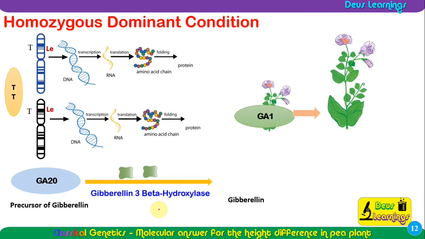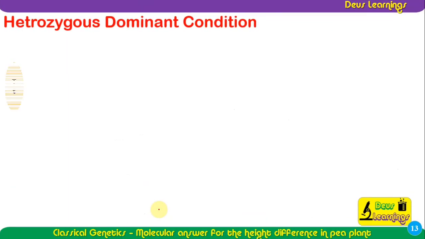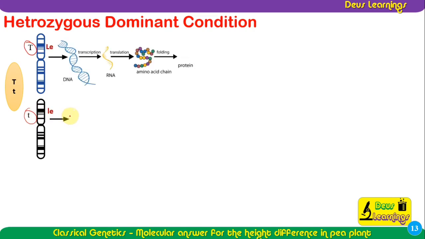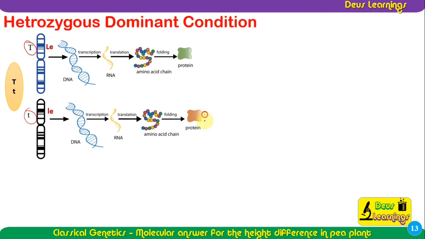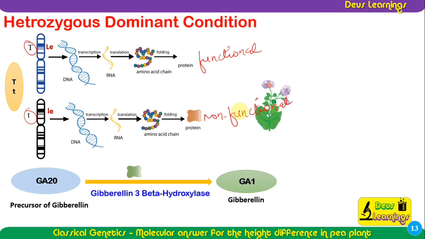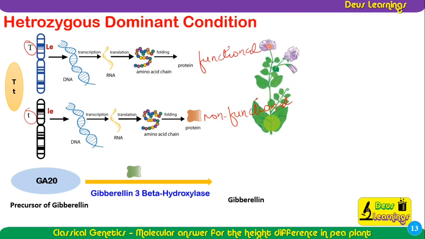So let's see the heterozygous dominant condition. What happens here? We have one functional allele, so this can code for gibberellin 3-beta hydroxylase, and the other cannot make it. This one is non-functional, and this one is functional. What will the functional one do? It will create gibberellin, and because it creates gibberellin, the plant will show an increase in height. So when it's a heterozygous condition, you get a tall plant because of this reason.